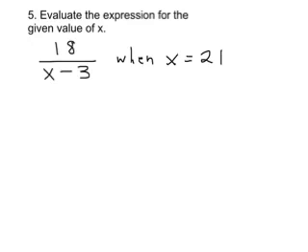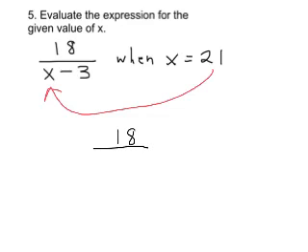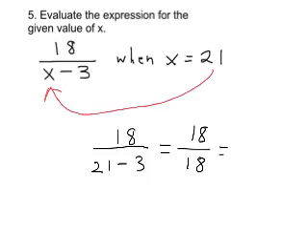Alright, what we do with this is we stick in the value for x. It may look hard, but it's quite an easy process. So we just stick the 21 in for x. So we've got 18 divided by 21 minus 3, which equals 18 divided by 18, which is 1.